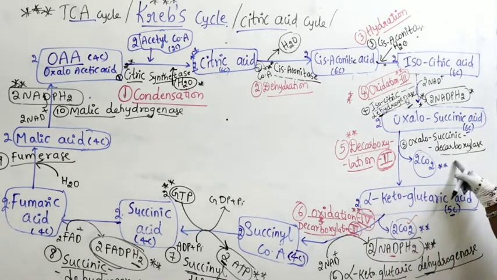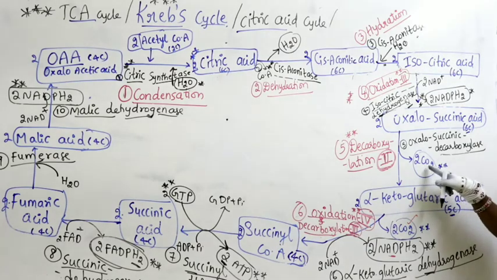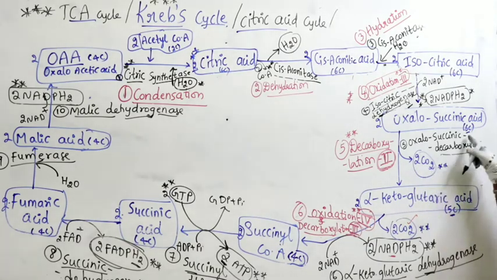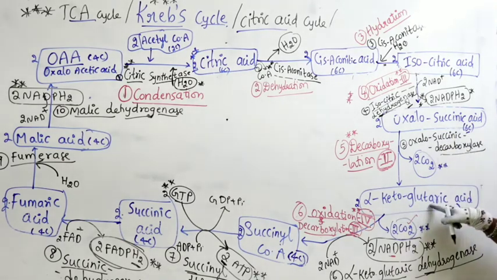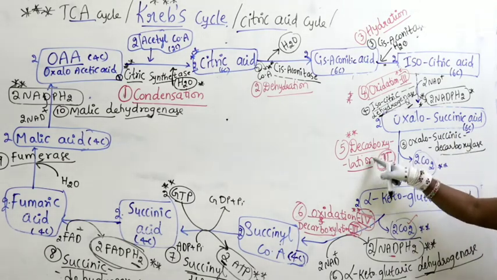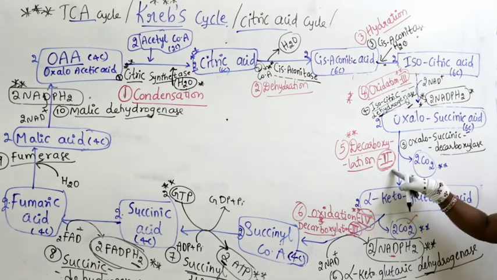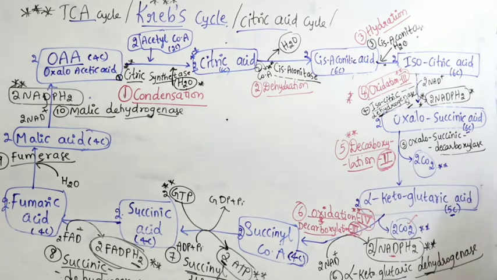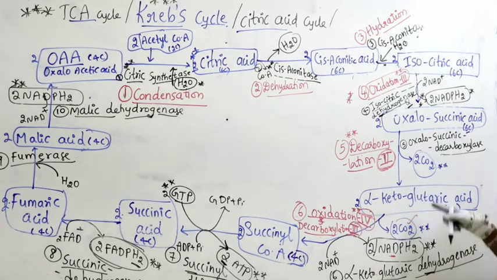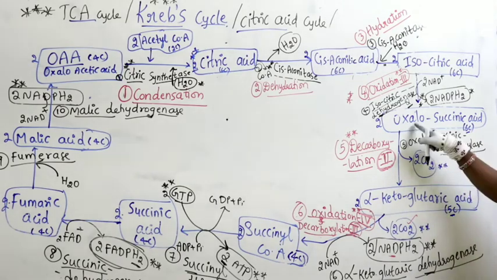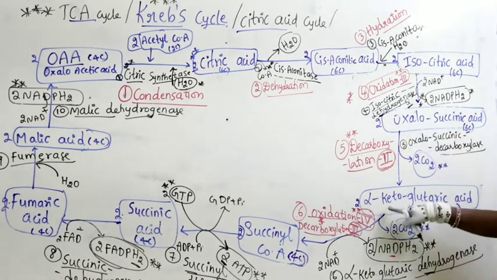Then followed by here, carbon dioxide molecules are going out. The 6 carbon molecule of oxalosuccinic acid converts into alpha ketoglutaric acid. So this becomes decarboxylation number 2. Why? Decarboxylation 1 happens in link reaction. This is decarboxylation 2, right? So this reaction you have to remember, conversion of oxalosuccinic to alpha ketoglutaric acid.